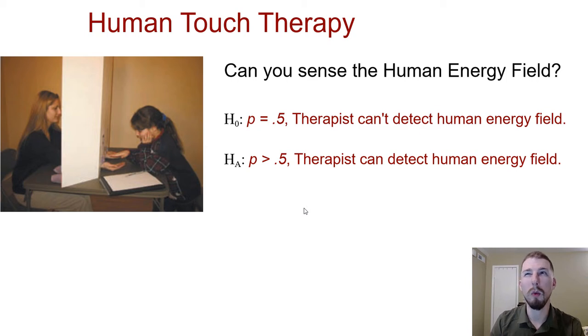Now, you would think, okay, what percent of the time would you really want her to be able to detect it? Even if she was able to detect it 55% of the time, and even if we did a large enough sample size, that could be statistically significant, a 5% increase.